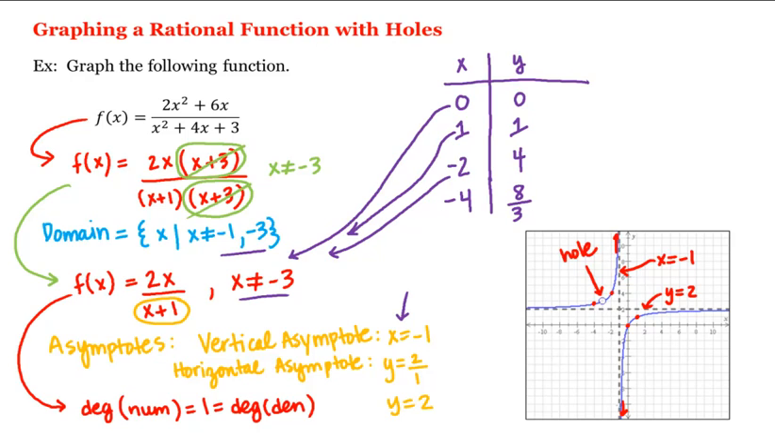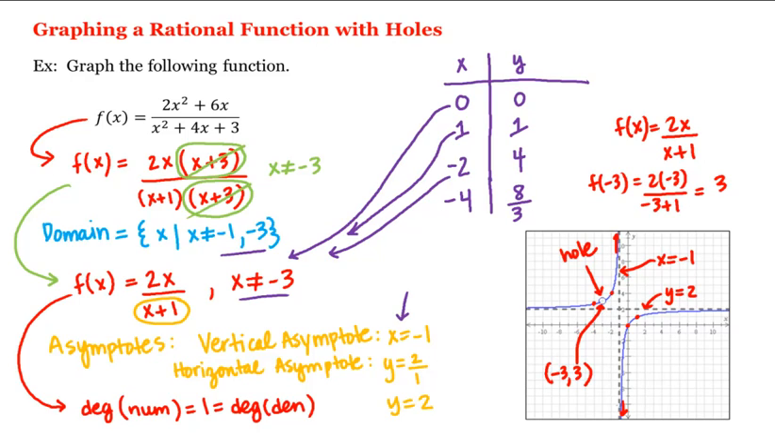And evaluating f of x equal to 2x over x plus 1 at x equal to -3 gives us 2 times -3, all divided by -3 plus 1, which is -6 divided by -2, or 3, which means this hole is located at -3, 3. But that point is not on the graph of this function.